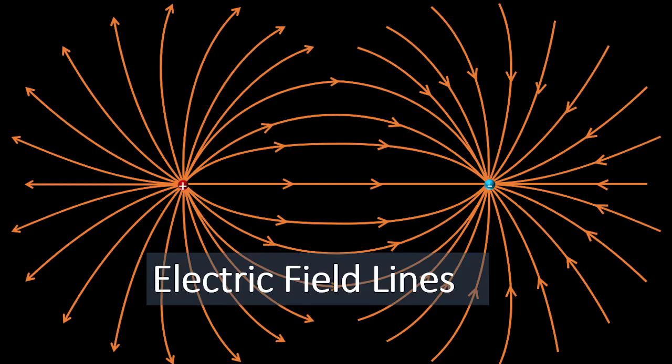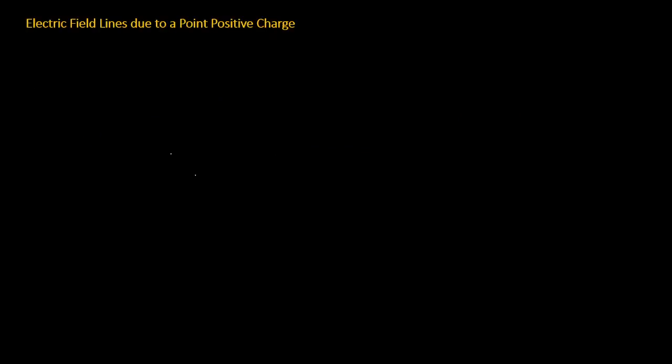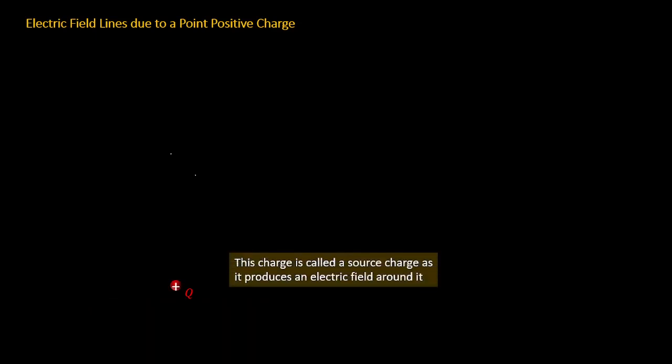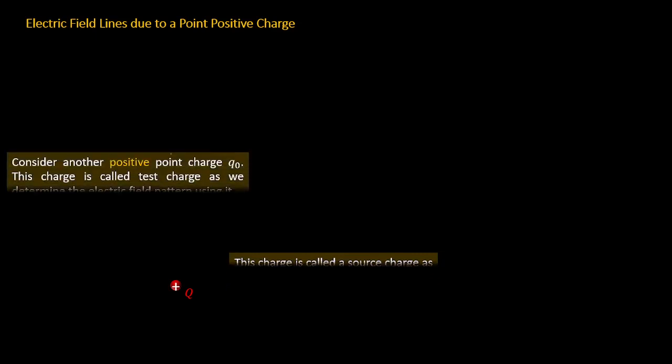Hello all. In this video we are going to explore the notion of electric field lines. Electric field lines due to a point positive charge. Consider a positive point charge Q. This charge is called a source charge as it produces an electric field around it.